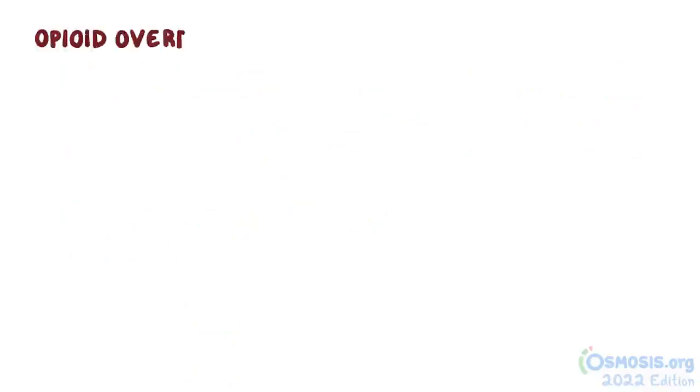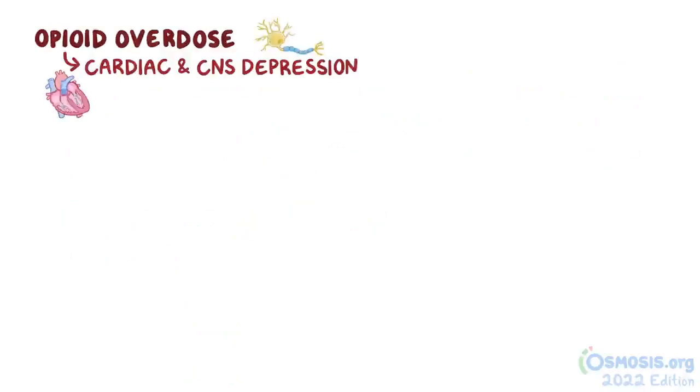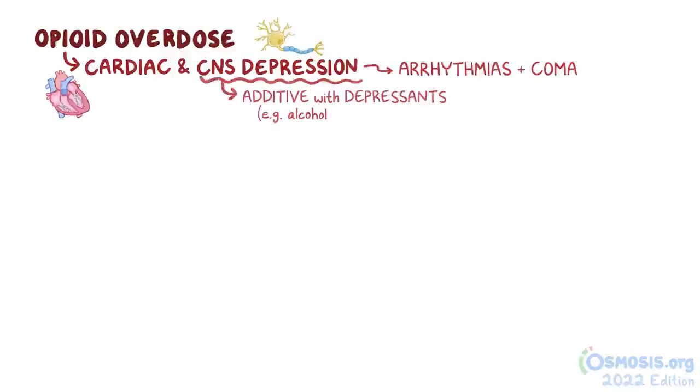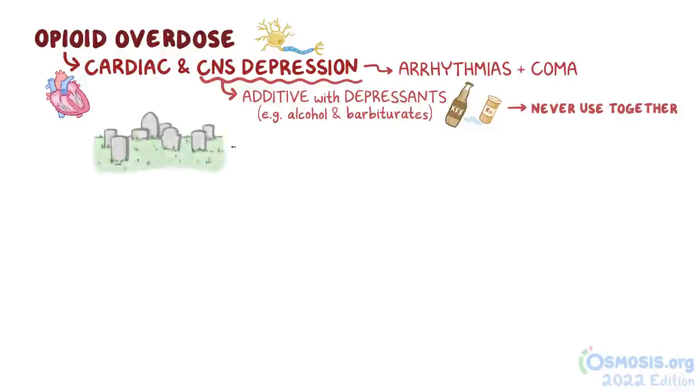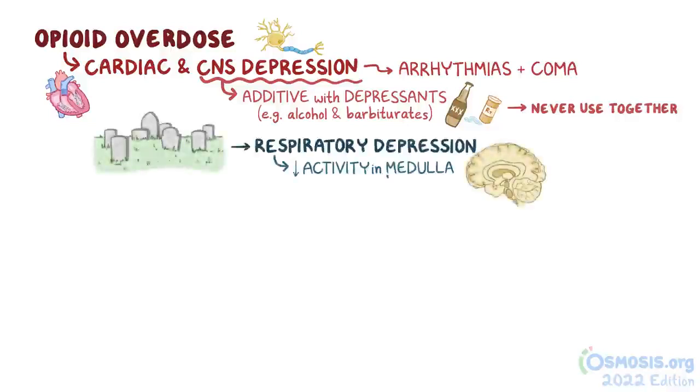Now, an opioid overdose is very dangerous. First, there's cardiac and central nervous system depression, which could lead to arrhythmias and coma. Since the CNS depression is additive with depressants like alcohol and other medications like barbiturates, they should never be used together. The most common cause of death from opioid use is respiratory depression due to decreased activity in the medulla, the part of the brain that regulates breathing.